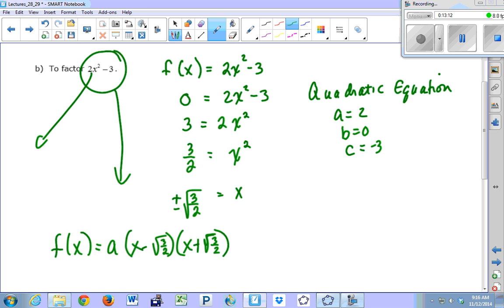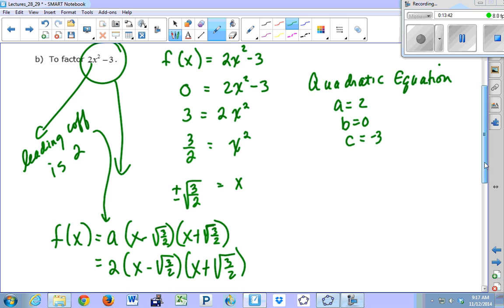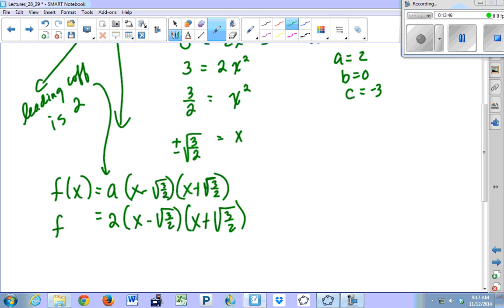Remember, the leading coefficient here is a polynomial in the form that we're used to seeing it with a bunch of terms, adding and subtracting. The leading coefficient here is 2. Guess what? It's the same leading coefficient in factored form. So now you can call this 2 times x minus the square root of 3/2 times x plus the square root of 3/2. And you can check it, because when you check it, it's got to come back to 2x squared minus 3.